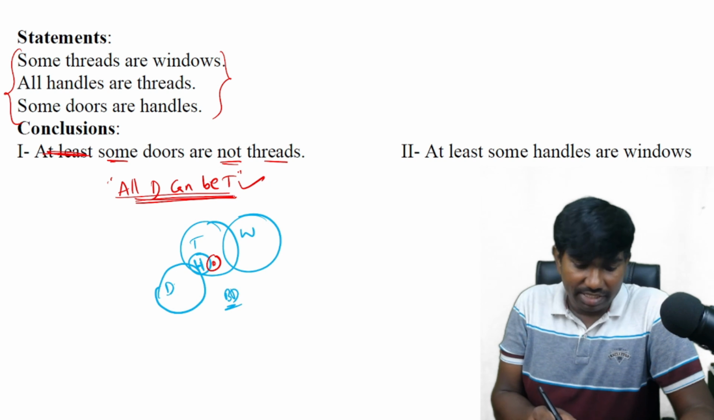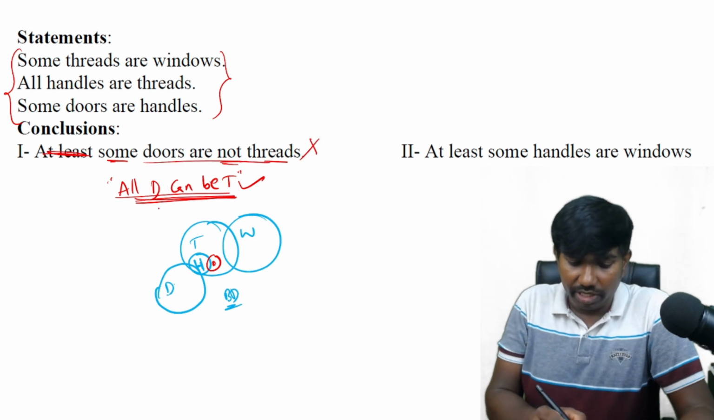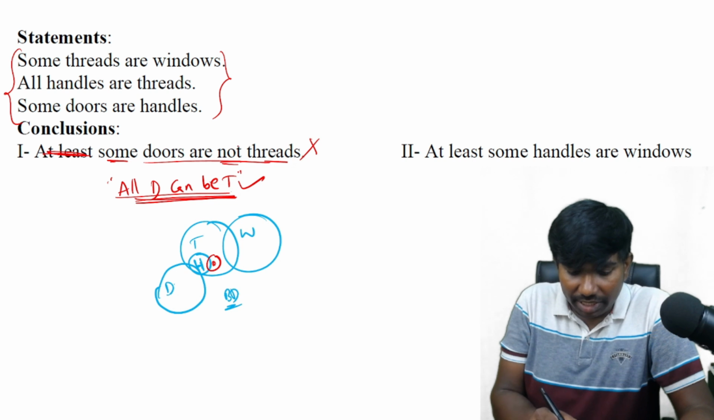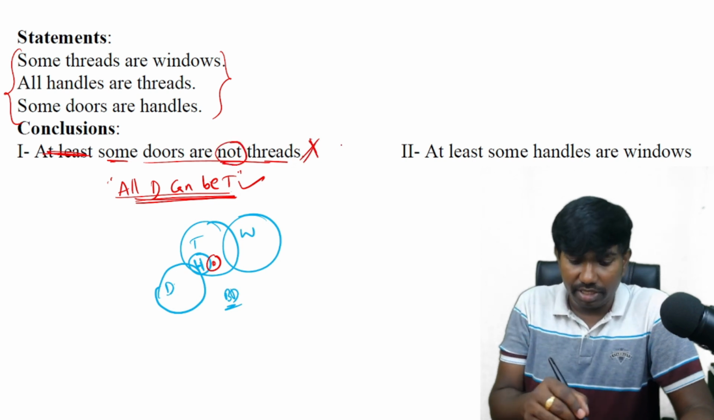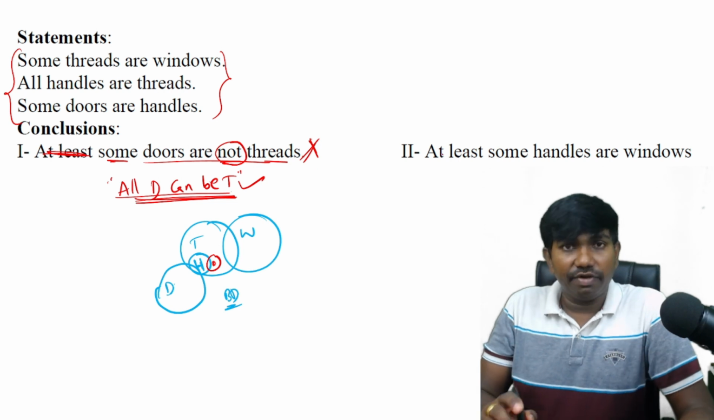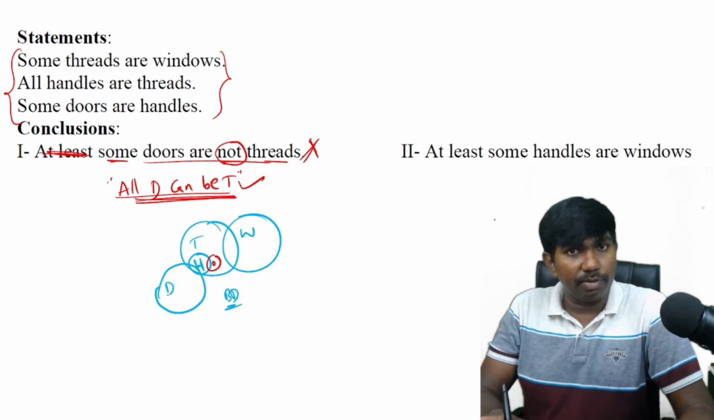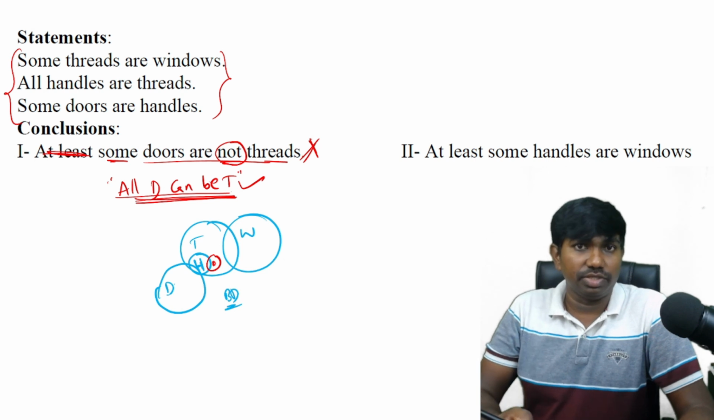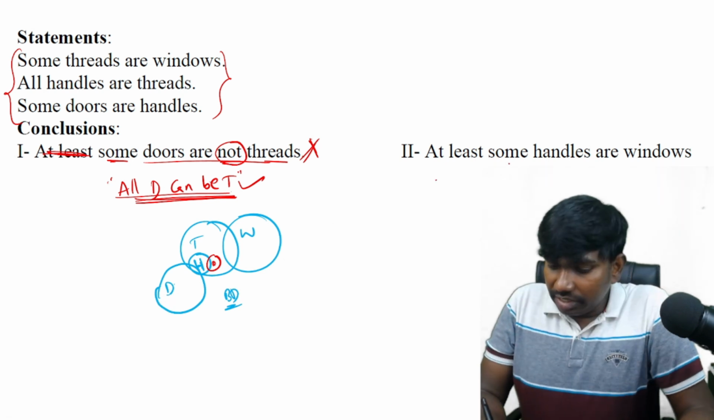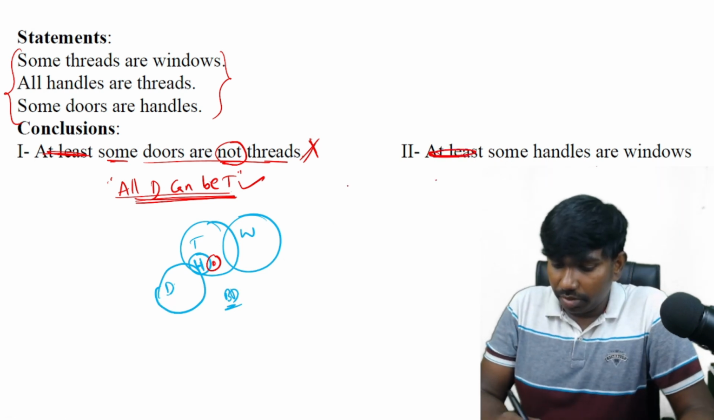This possibility is enough to say this is wrong, because all D's can be T's, but he is saying some D are not T, so that's why this fails in that particular possibility. That means it is not a definite conclusion. Definite conclusion means it should satisfy 100%. Possible conclusion means it may be true at least once. Okay. Next one. At least some handles, ignore this one.